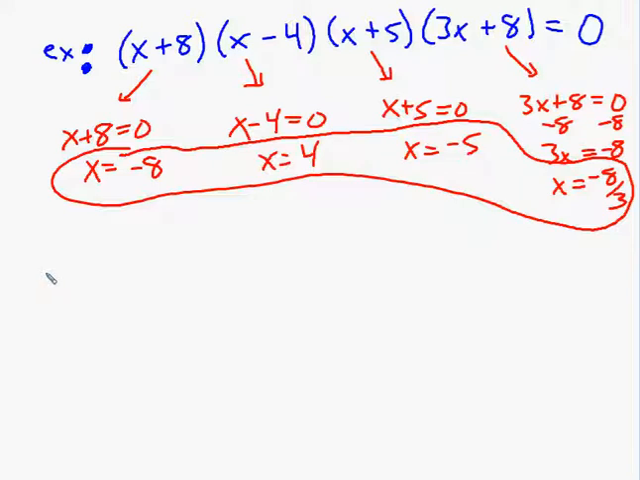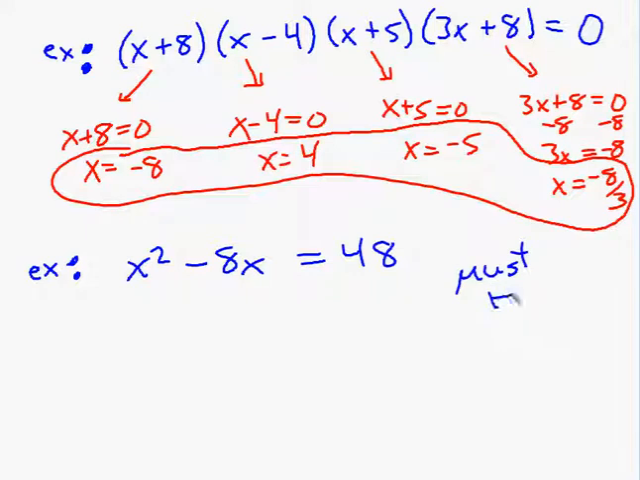But sometimes they are not factored for me, in which case I'm going to have to factor it myself. So maybe I have something like this: x squared minus 8x equals 48. Now I have a few problems here. This is the 0 property. Do I have 0 right here? No. I must have a 0.